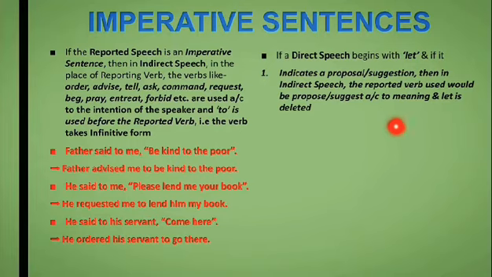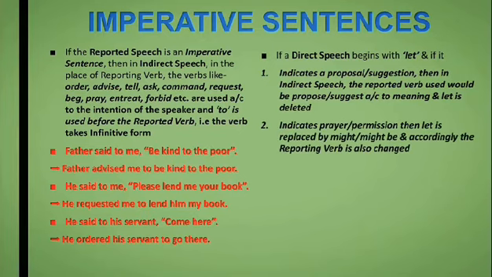But just because the sentence is starting with let, we can say that the mood of the sentence, or the mood of the speaker, is either in the form of a proposal or in the form of a suggestion. And let is deleted. Let will not be continued in the indirect speech. Let's see the example.